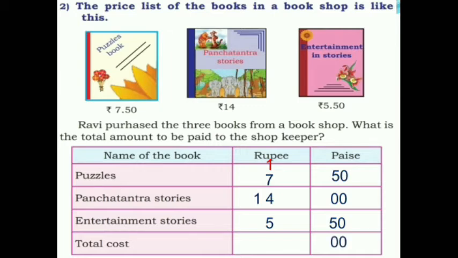Now we should add rupees. First we should add 1, 7, 4, 5. 1 plus 7, 8. 8 plus 4, 12. 12 plus 5, 17. Write 1 above the 1 and write 7 below the 5. Now we should add 1 and 1. 1 plus 1, 2. Therefore, the total cost of books is 27 rupees.